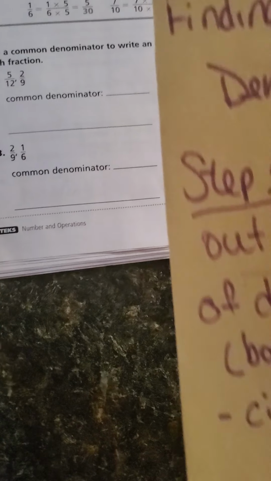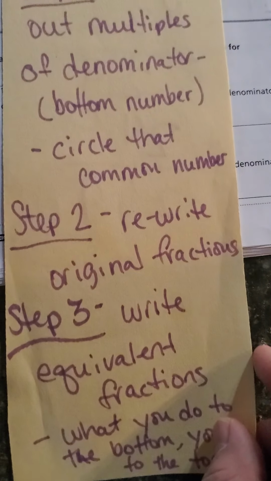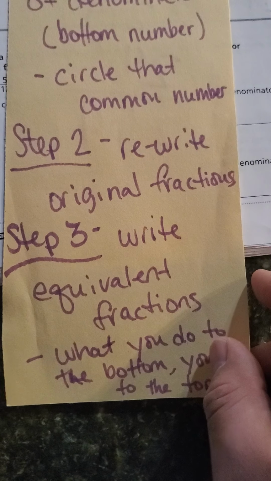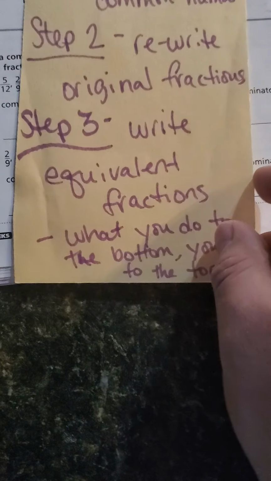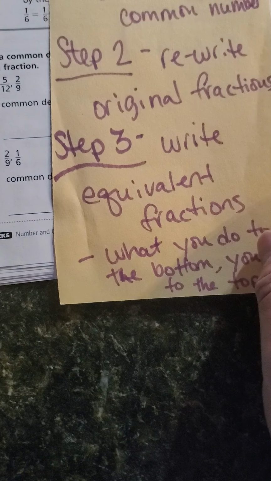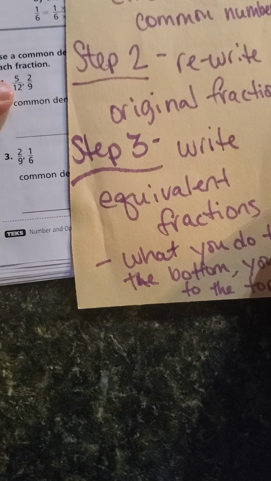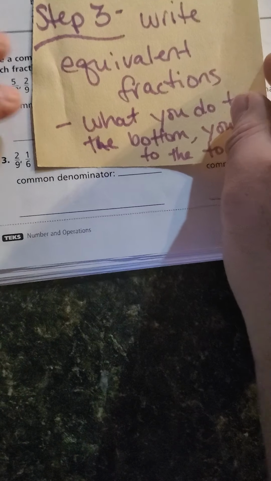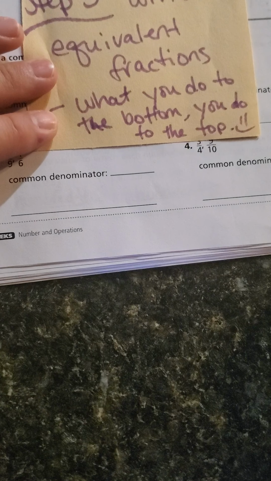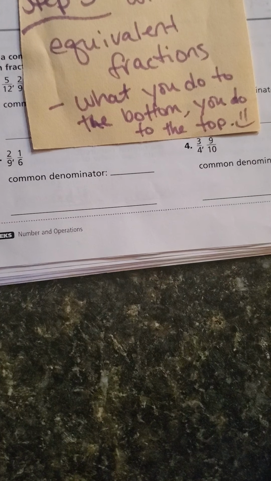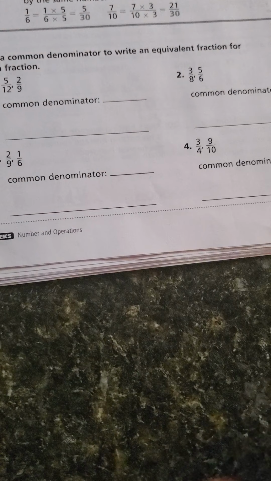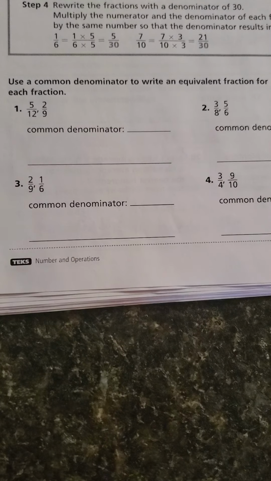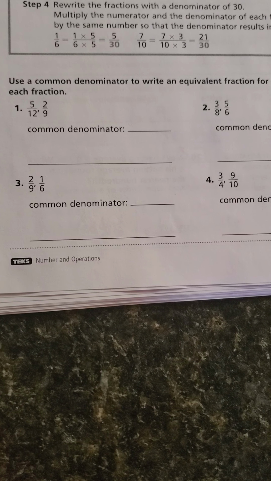The second thing you're going to do, you're going to circle that common number. Once you find a common denominator between your multiples, you're going to rewrite your original fractions. So you're going to rewrite 5/12 and 2/9. And then you're going to write equivalent fractions. What you do to the bottom, you do to the top. This will make more sense as we do some examples. So I have a few examples already ready to show you, and then we're going to do some actual in real time, okay?